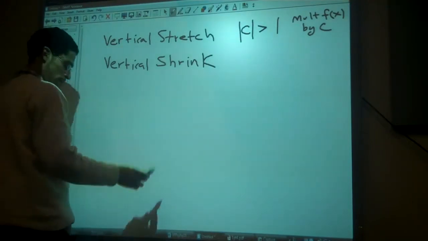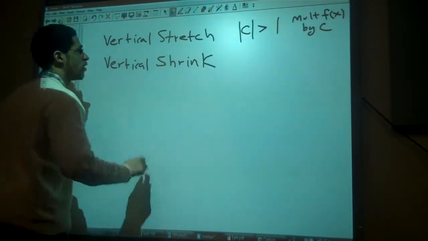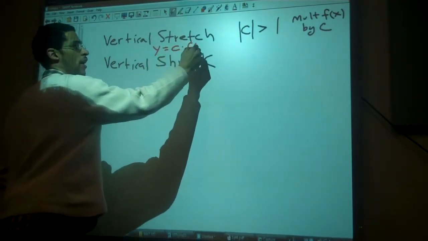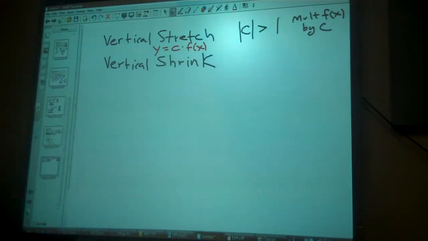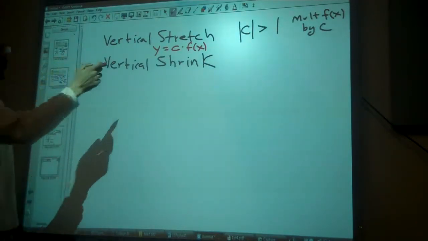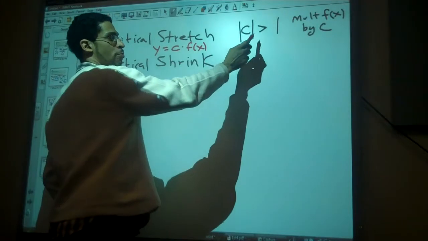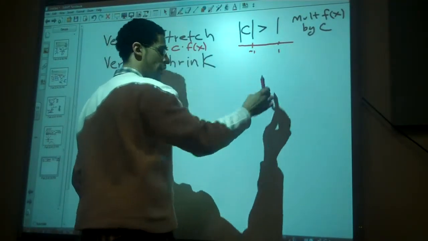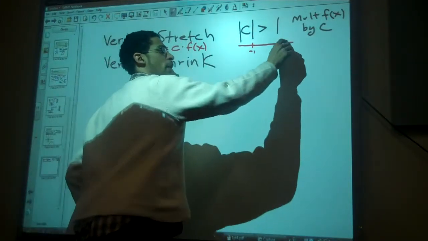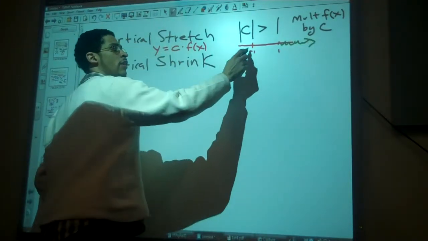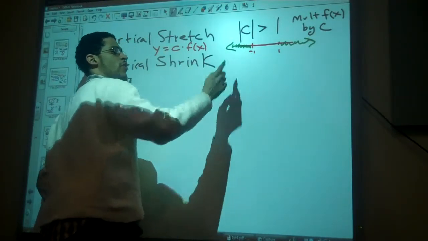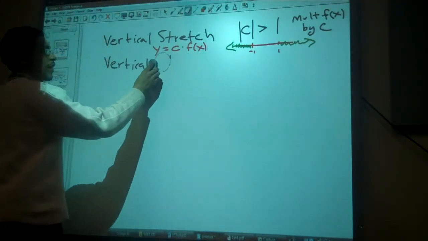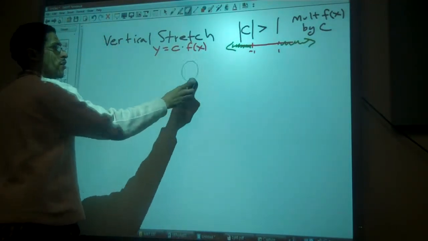So you take y equals c times f of x, where c is some number in absolute value bigger than 1. So here's -1 and here's 1. So c is some number either bigger than 1 or something smaller than a -1. If c is any of those things, that will accomplish a vertical stretch.